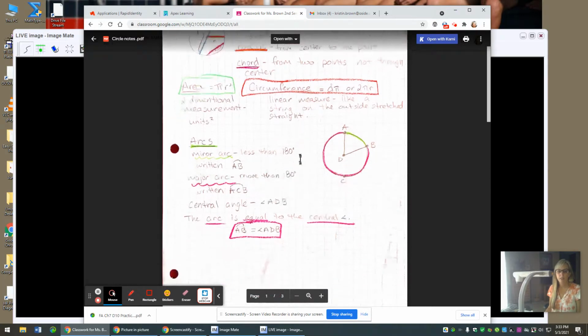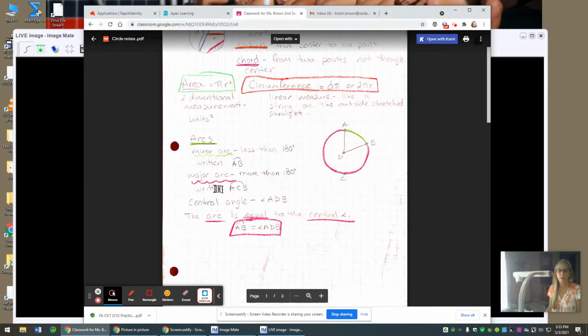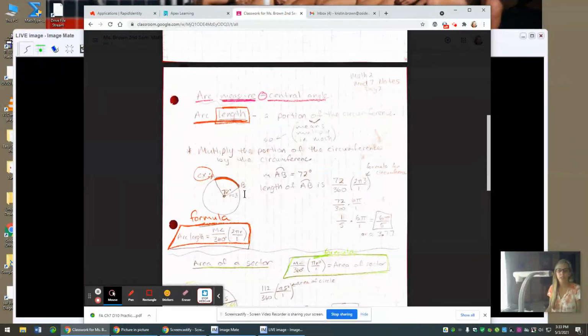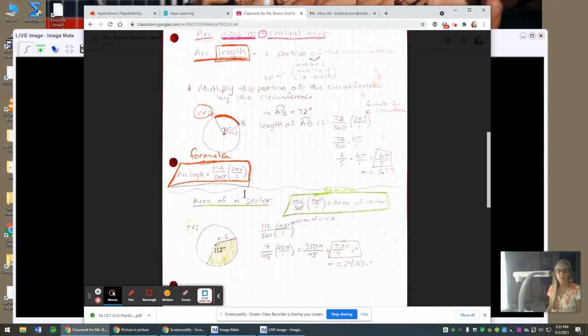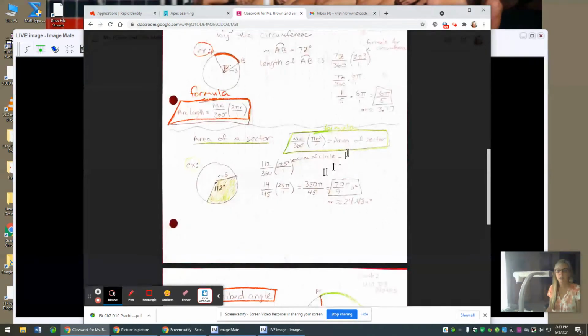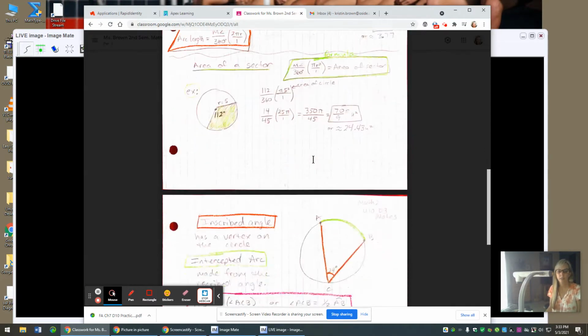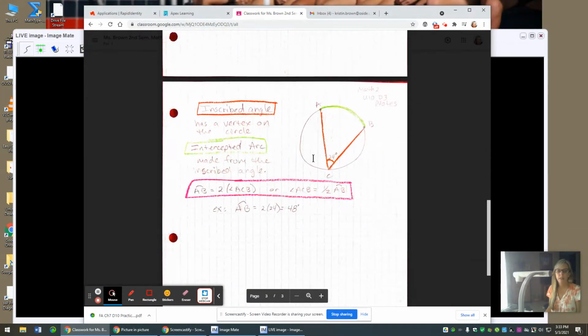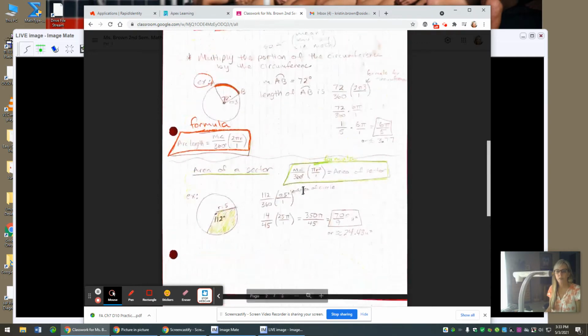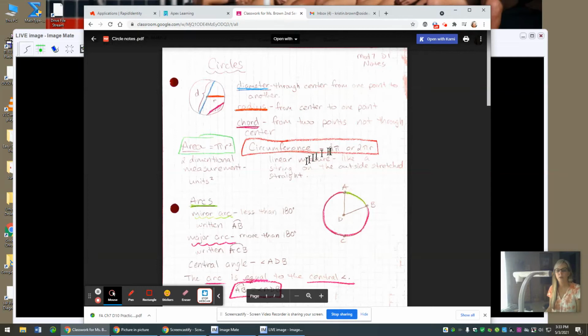Area, circumference is here, then some more information about arcs and more arcs, formulas. You're going to want to look at these. You'll need them in the next couple weeks. Inscribed angles we talked about in yesterday's warm-up, but there's more to those. So circumference is where we're at.